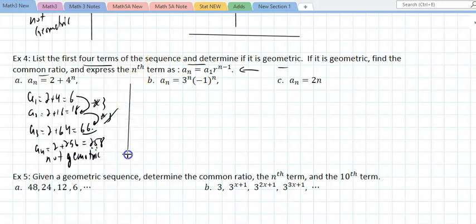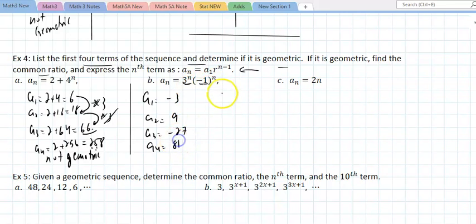Such as this problem. How about here? If I let a sub 1, that is 3 times negative 1, negative 3. A sub 2, that is 3 squared times positive 1, 3 squared, that's a 9. A sub 3 is 3 cubed times negative 1, that's negative 27. And a sub 4 is 3 to the 4th times positive 1, that's 81. So in this case, multiply by negative 3, that does work.